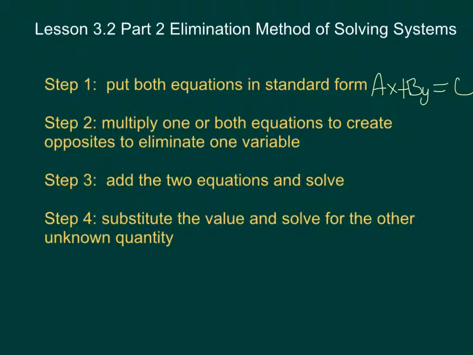Step 2, we're going to multiply one or both equations to create opposites to eliminate one variable. So that's that eliminate term. We want to eliminate a variable when we're solving a system. Step 3 is to add the 2 equations together and solve. And step 4 is to substitute what we get in step 3 into one of the equations and solve for the other unknown quantity. So pause the video, write down the steps, and then we'll do an example to show you how it works.